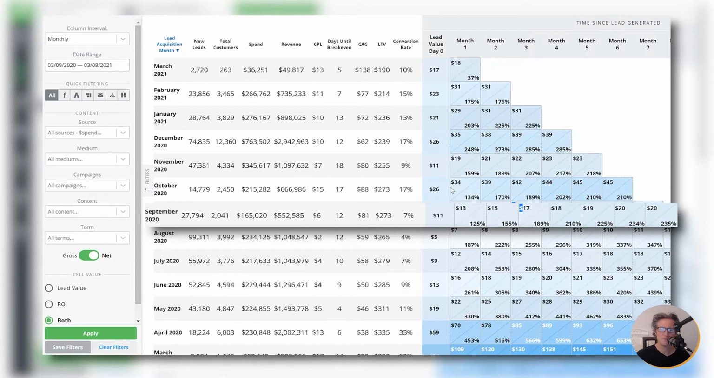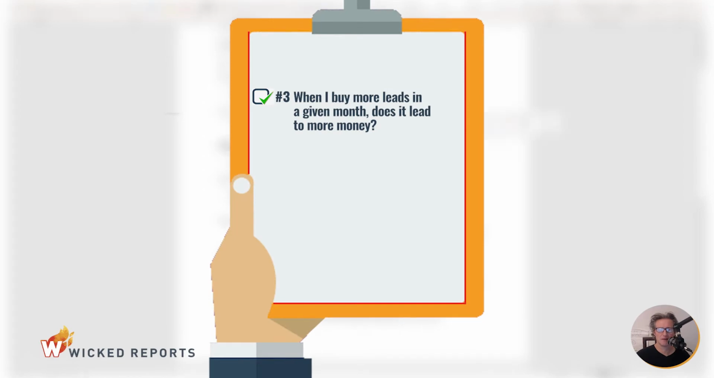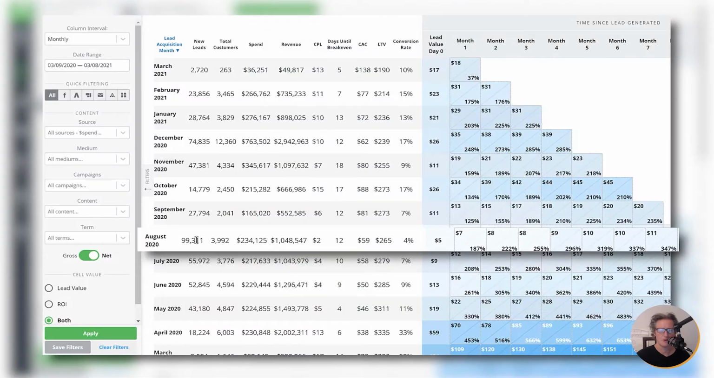And all you need to do is glance across, do some quick math, or look at the ROI and see how it goes up, and then you get an idea of how much you can expect leads to increase over time. When I buy more leads each month, does it lead to more money? Look at some of the months where you've had the highest amount of leads. And there are two things you want to look at: total revenue and LTV.